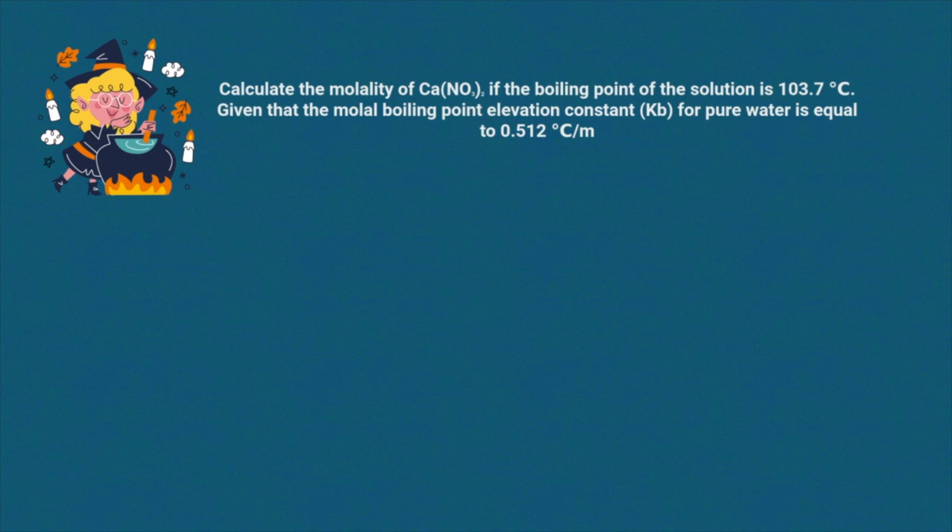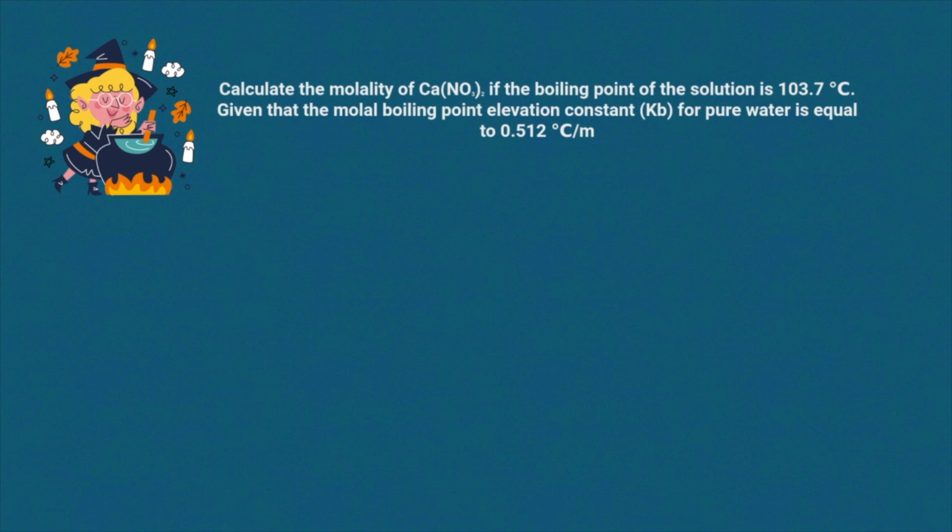Alright guys, we have reached the last question for test 1. Calculate the molality for CaNO3 if the boiling point of the solution is 103.7 degrees Celsius. Given that the molar boiling point elevation constant, the Kb, for pure water is equivalent to 0.512 degrees Celsius per molar.